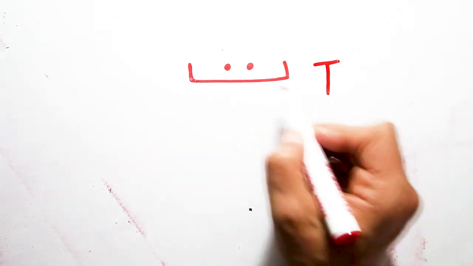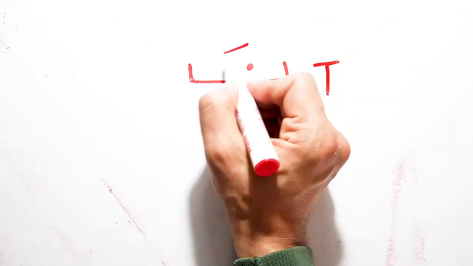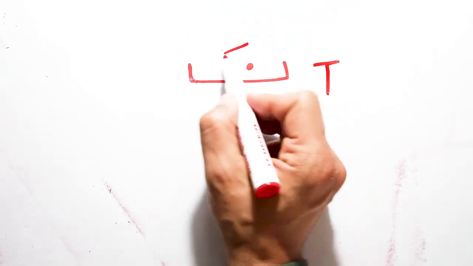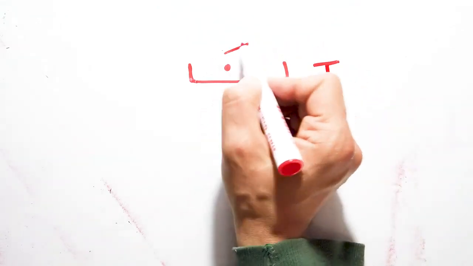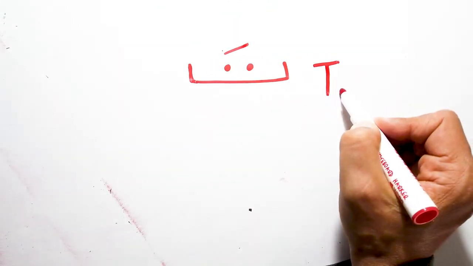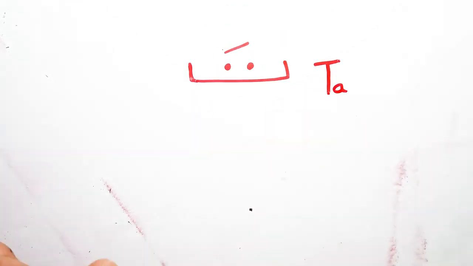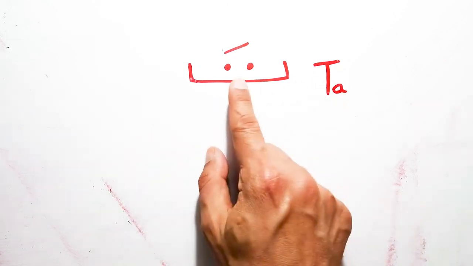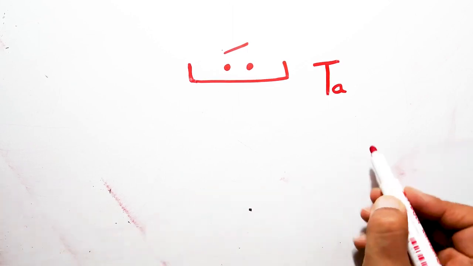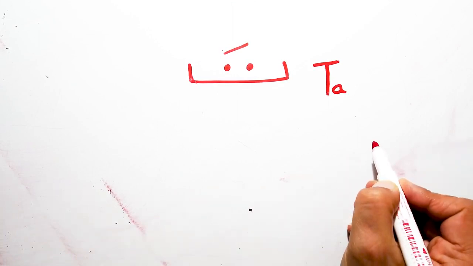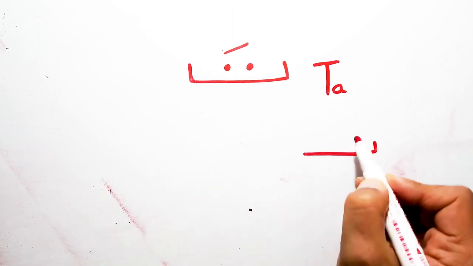T, t, t. Let's add this mark. Don't forget, this mark has the sound of A. It adds the sound of A to the letter. T, t, t. Let's check the shapes of the letter. T in the beginning of the word. Let's see. Look, how is it?